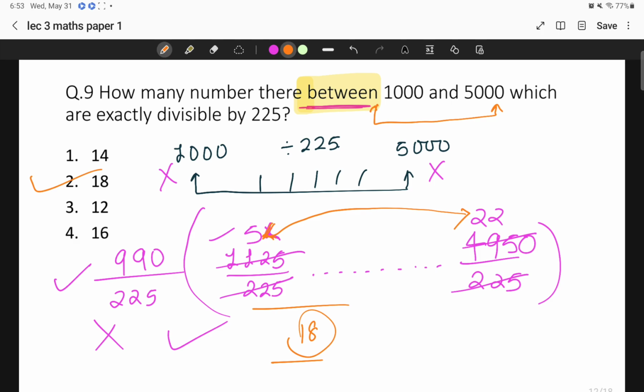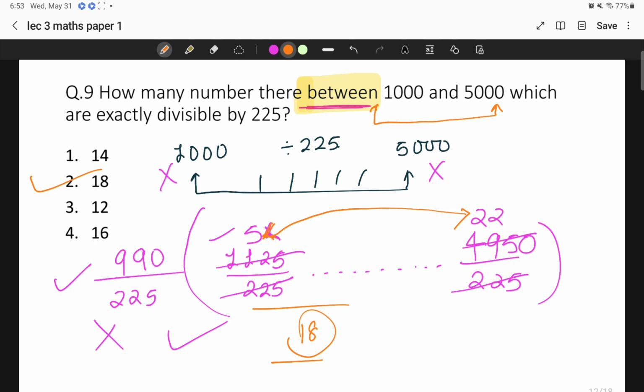Here we have to understand that in between 1000 and 5000 means 1000 and 5000 are not included. After 1000, 1125 is the number which is divisible by 225, and before 5000, 4950 is the number which is divisible by 225. So 5 and 22 is going to come here as the answer, and in between 5 and 22 there are a total of 18 numbers. So 18 is the answer for the given question.